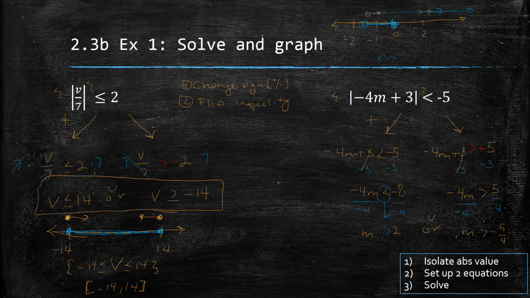And for your solution, you could just say m is greater than negative 5 over 4. Because if you say m is greater than negative 5 over 4, we also know that m will be greater than 2.